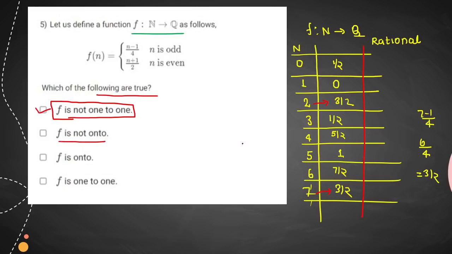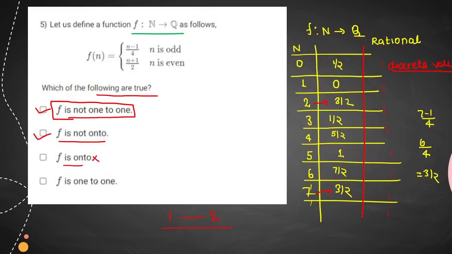f is not onto. Okay, so by looking at this you can say that the output is discrete values. Since there are infinite rational numbers between any two numbers, but we are generating only unique rationals in the output, that's why this is not onto. So that's why these two options are correct.